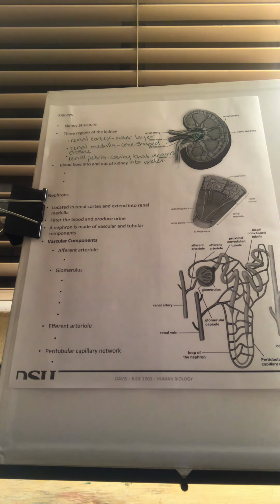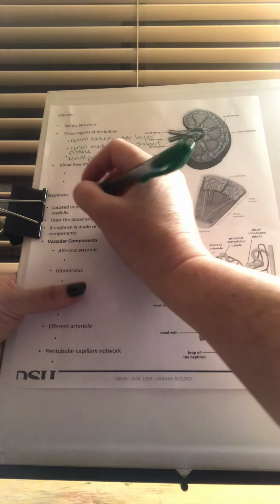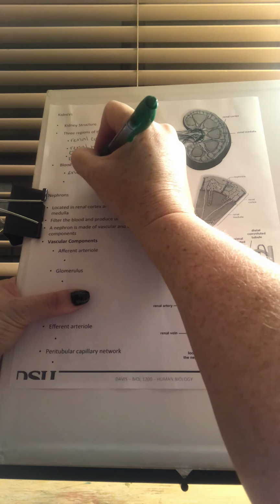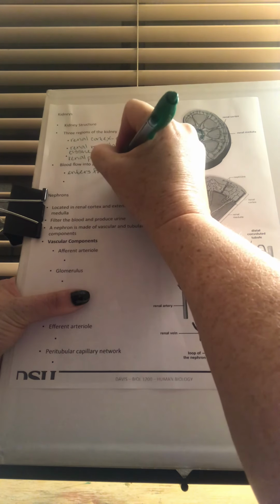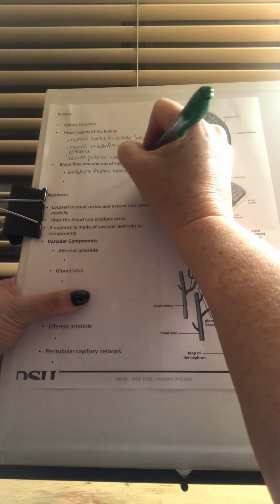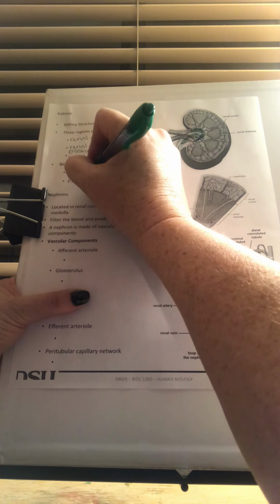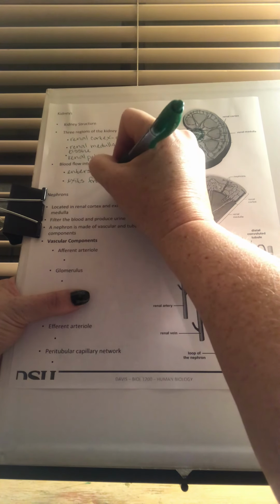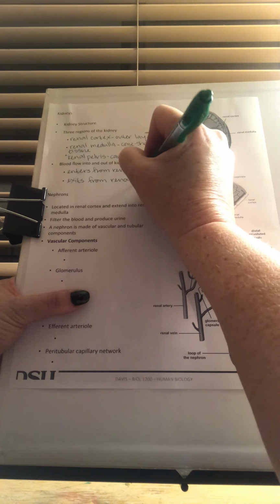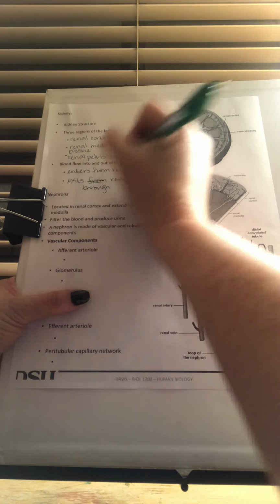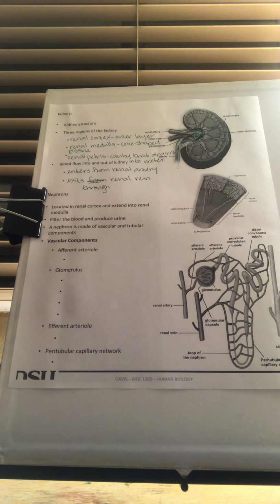Okay, so when we talk about blood flow, that's really all it needs to be said at this point. Blood enters from the renal artery and exits through the renal vein. Large amounts of blood pass through the kidney constantly to be filtered.